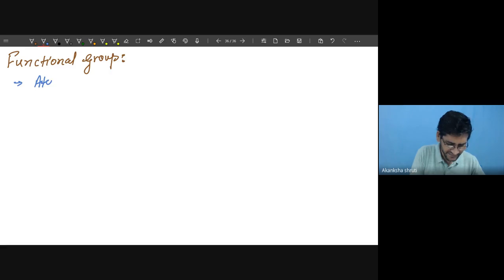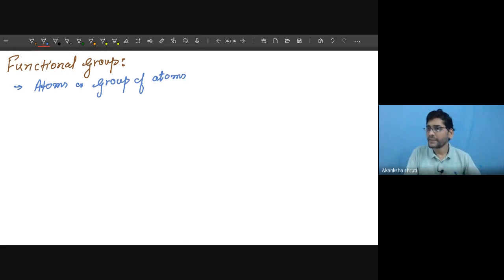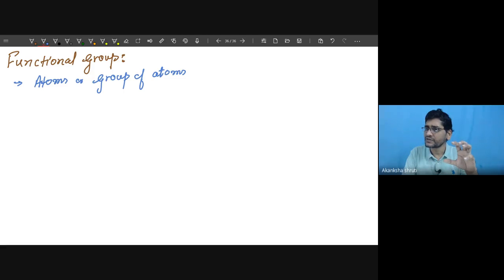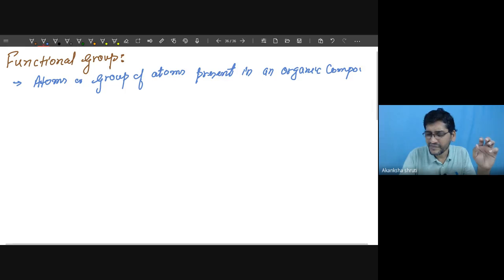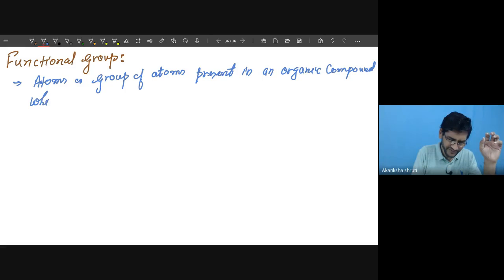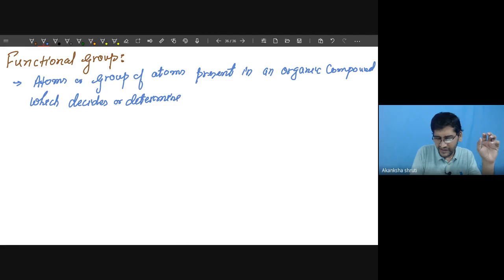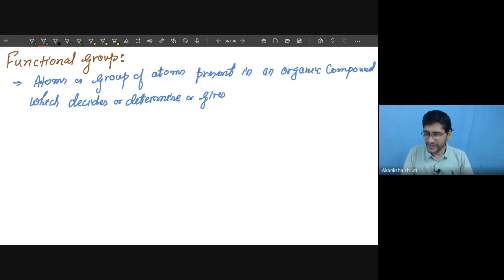Atoms or group of atoms present in an organic compound which decides or determines. Sometimes the word 'gives' is also used, sometimes the word 'dominate' is also used.